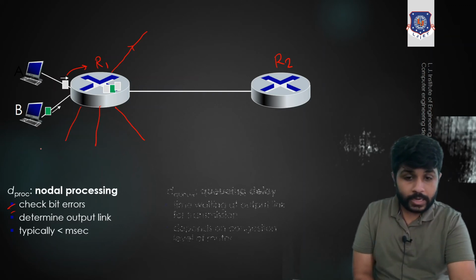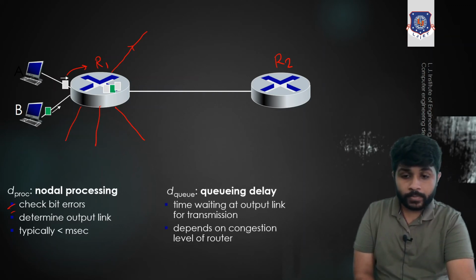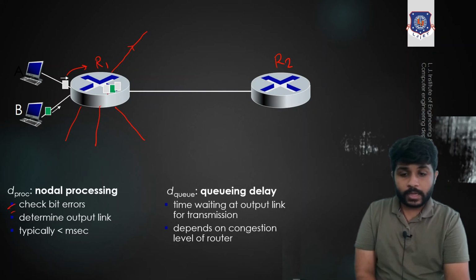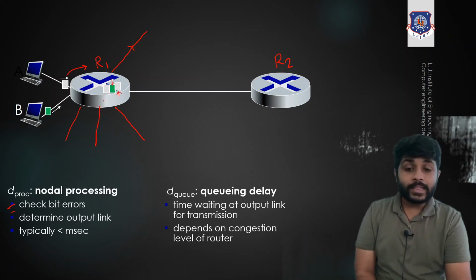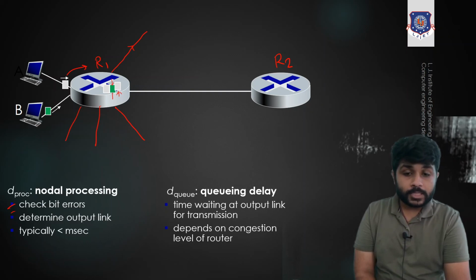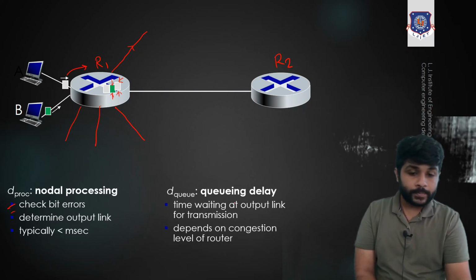The next delay is the queuing delay. You can see that in this figure there are 3 packets which are queued up. This packet has to wait until the packet ahead of it gets transmitted, and the waiting time faced by this packet until the other packet gets transmitted is known as queuing delay.